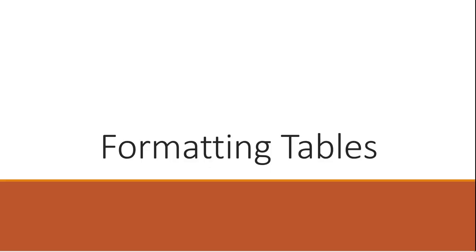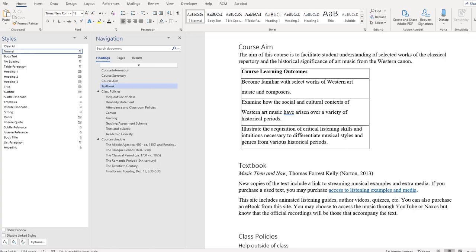Now that we have updated our hyperlinks in our document, let's review how to make our tables accessible. It looks like the instructor has added the course learning outcomes as a table. For this type of information, it would be better to have it formatted as a heading in a list so that it can be searchable in the navigation pane.